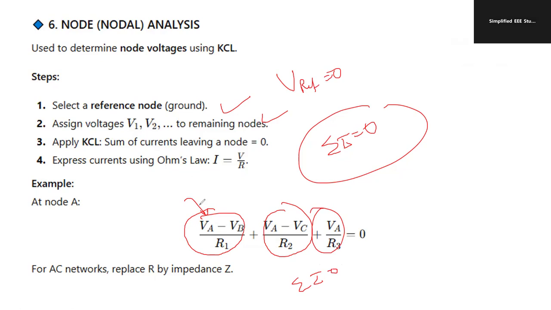So the voltage of A minus the voltage of B, taken with respect to the reference voltage, divided by R1. Identify all the things in terms of numericals. Kindly focus on these questions.